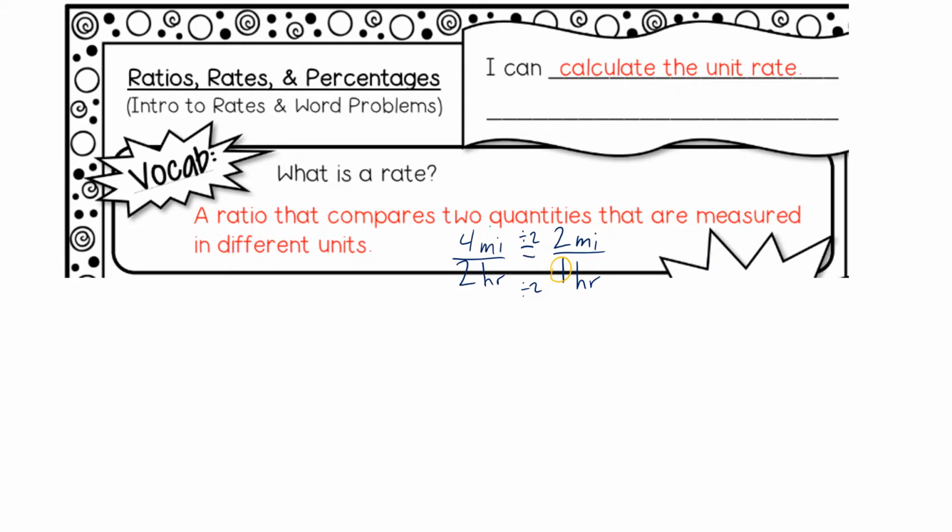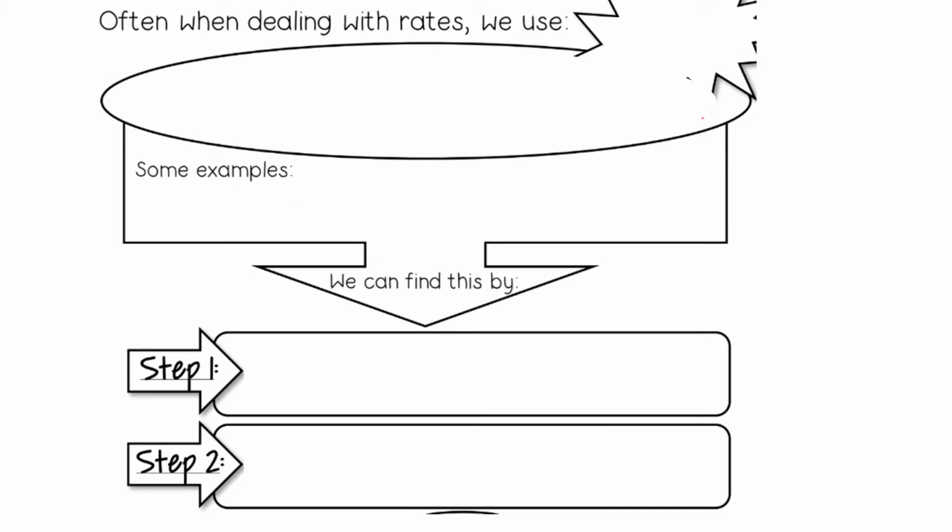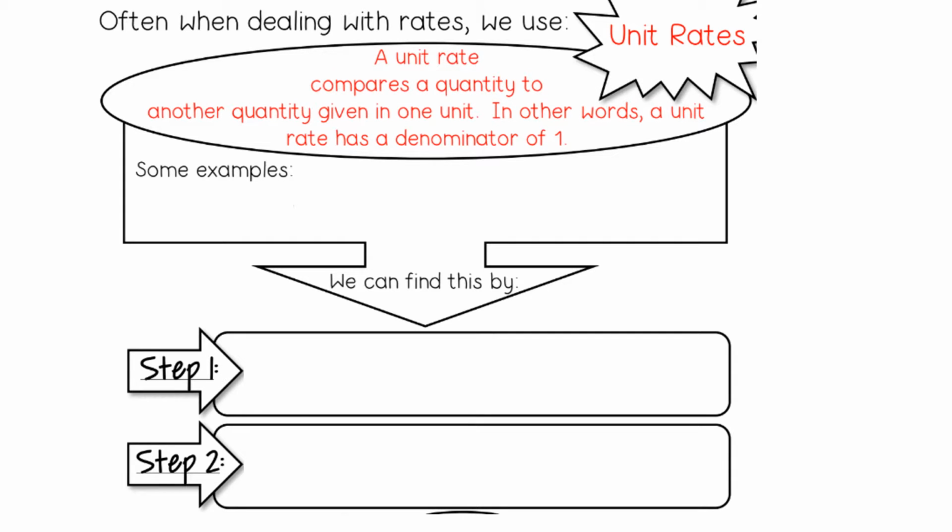So I'll go further into this in just a moment. So often when we're dealing with rates, we use unit rates. And officially, it compares a quantity to another quantity given 1 unit. In other words, the unit rate has a denominator of 1. So we have miles per gallon. And remember that this fraction bar right there means per, and it's division as well. Miles per hour, dollars per quantity.